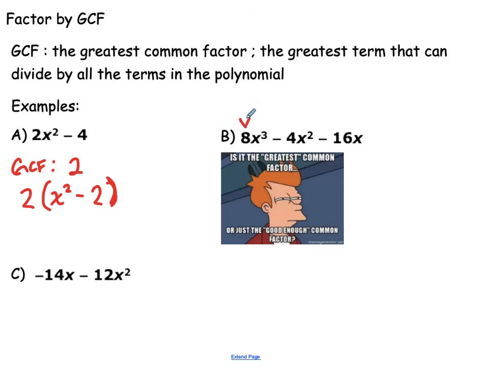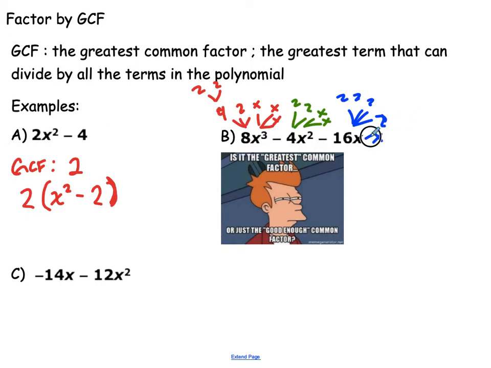So 8 is made up of 4 and 2, right? And then 4, by factor tree, is 2 times 2. And then x cubed, that means there's 3 x's being multiplied together. All right, I'm going to use a different color. 4 is 2 times 2, and then x squared is x times x. And then 16, I need 4 of these. So 2 times 2 times 2 times 2, and then x times 2, and then x is just a single x.